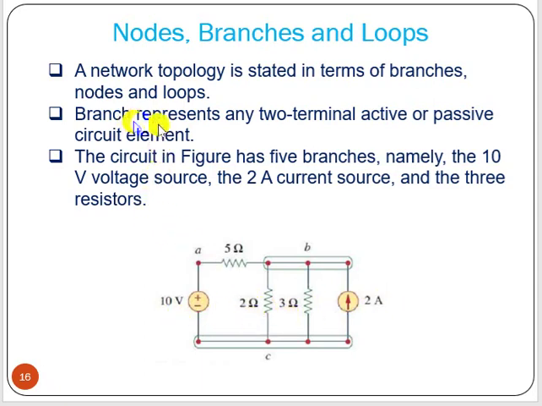Now branch represents any two terminal active or passive circuit element. This voltage source and current source are active elements, each has two terminals. Terminal means this is one terminal, this is another terminal, to which we can connect other circuit element. So the circuit in the figure has five branches. This is one active element, second active element, three passive elements, so total five branches. Branch means the two terminal active or passive circuit element. How branches are connected?